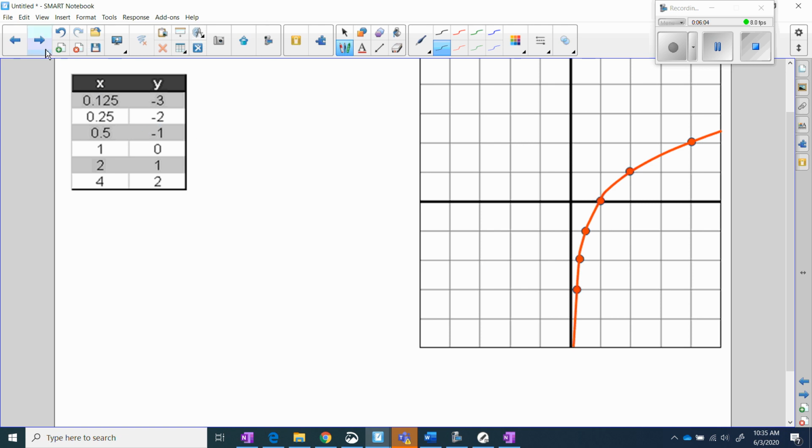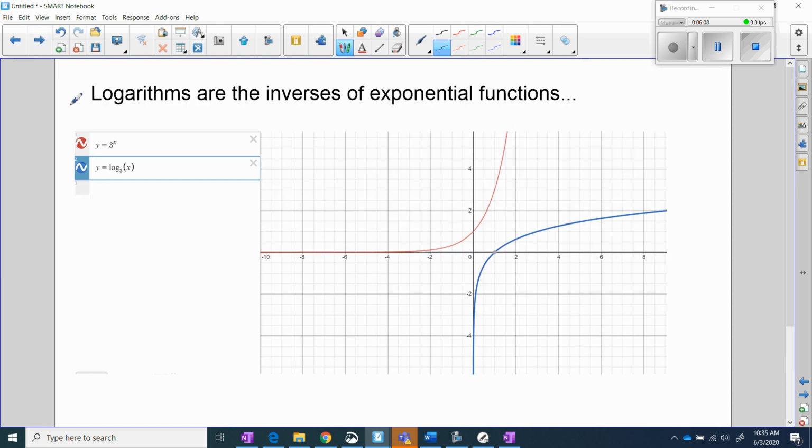Okay, well, I want to show you. I just used 3 to the x as another example. And I went to Desmos, and I graphed y equals 3 to the x. It's in red. And then I graphed y equals the log of x. The way you say this is y equals the log of x to base 3. If you look at these graphs, hopefully you look and say, hey, those are the inverses of each other.